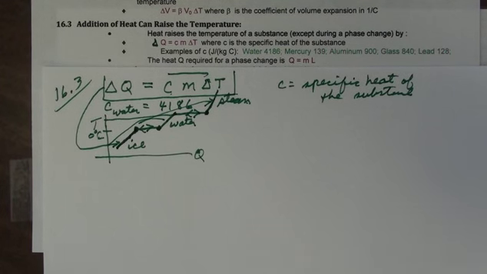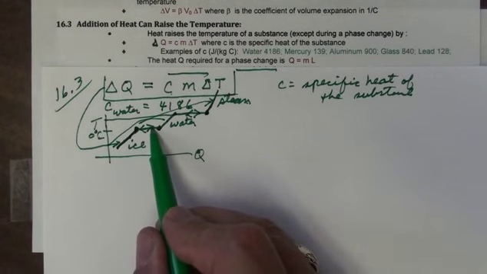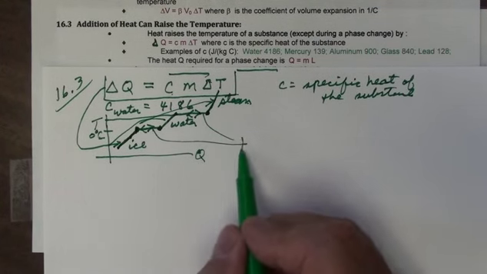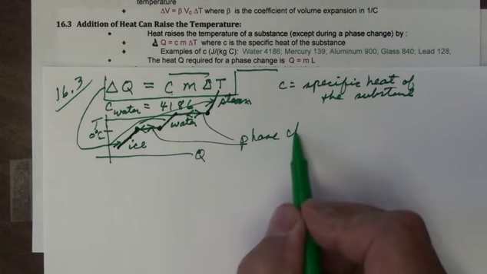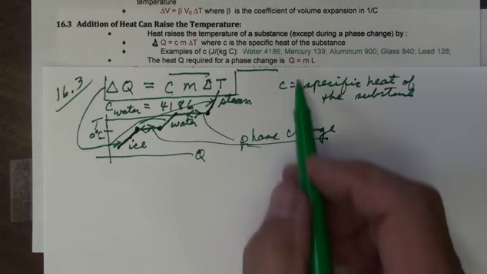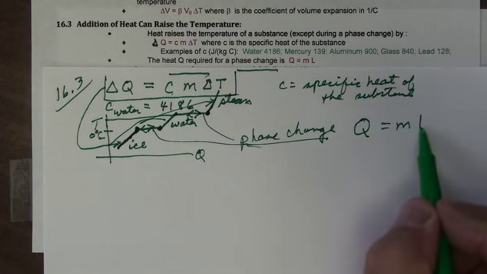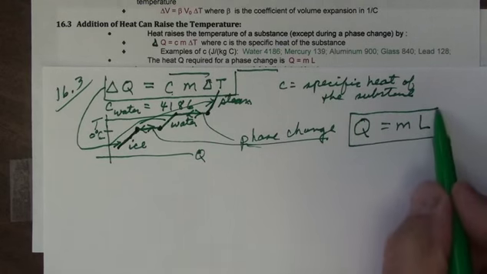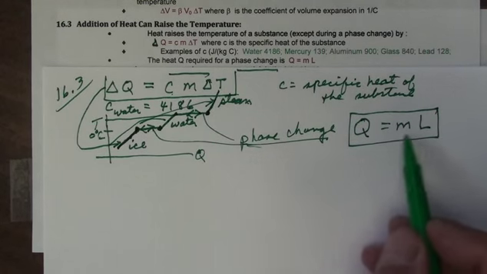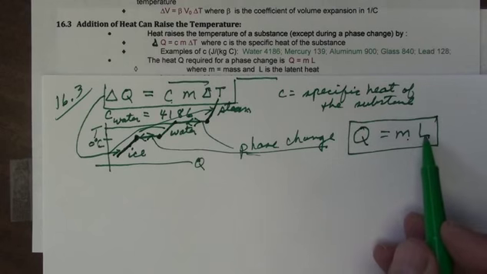The next thing we're going to look at is what is called a phase change. And these are the phase changes here. The phase change does not involve the temperature. And you'll notice that the equation there is Q, it's just mass times L. In other words, the amount of heat that you need to change the phase for a given mass is a constant. And that constant is called the latent heat.